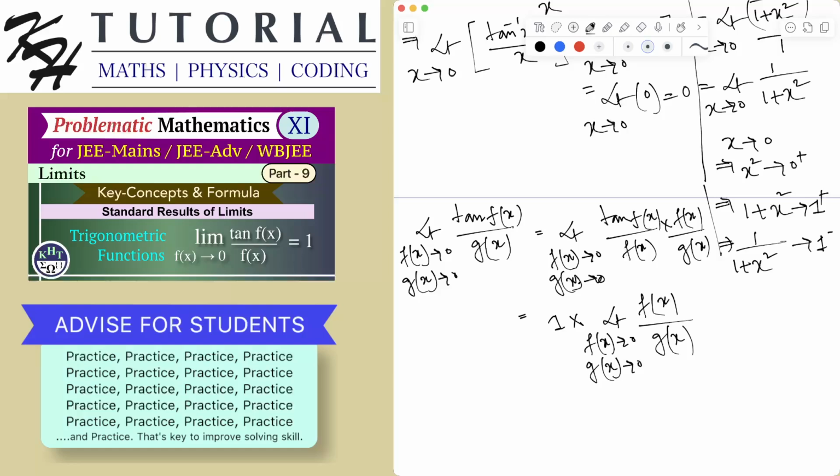Now remember that you will apply this method only when the limiting value of f(x) by g(x), when both f(x) and g(x) are tending to 0, exists and it is a finite value. In most cases, you will be able to solve this kind of problem using this technique.